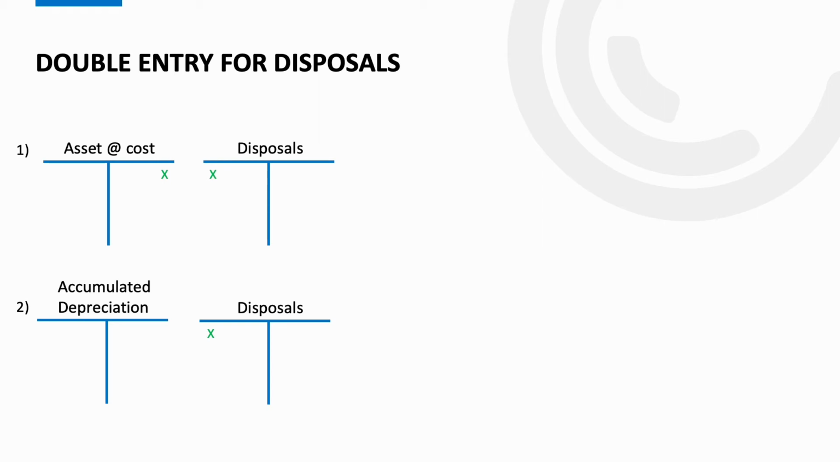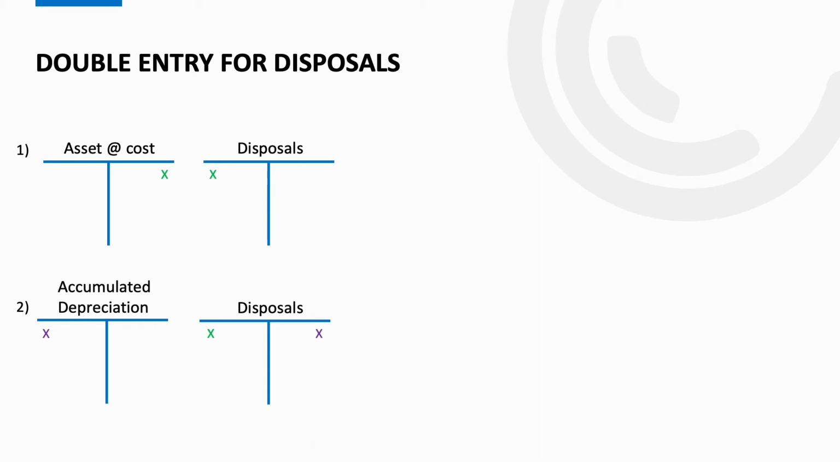Remember, the accumulated depreciation account will always have a credit balance. We therefore need to debit the account for the total amount of depreciation that has been recorded against the asset you're disposing of. This then reduces the balance on your accumulated depreciation account. We then credit the disposals account with the same value.